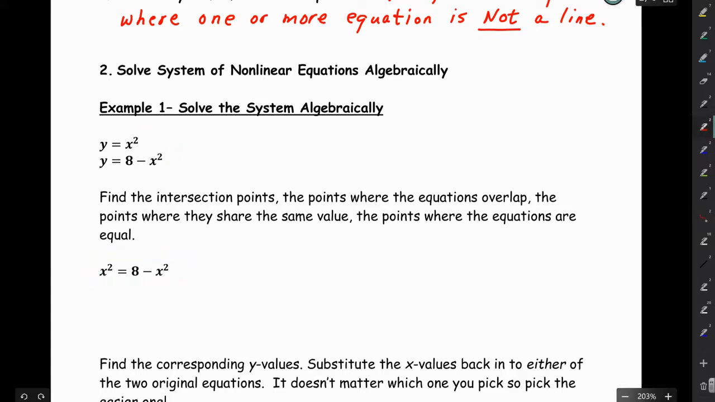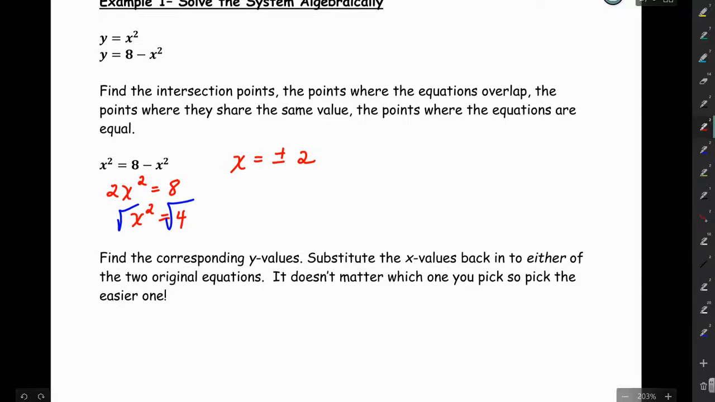So I'm going to add x squared to both sides. Divide both sides by 2. Then I'm going to take the square root of both sides. When we take the square root of both sides, we get x equals plus or minus 2. So that's the x part of the solutions for these.